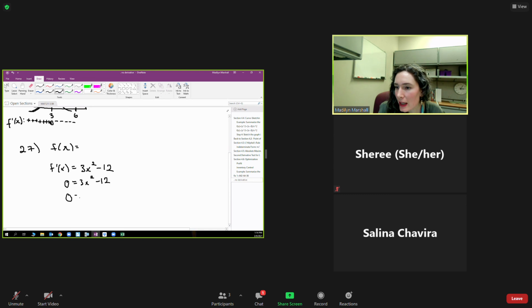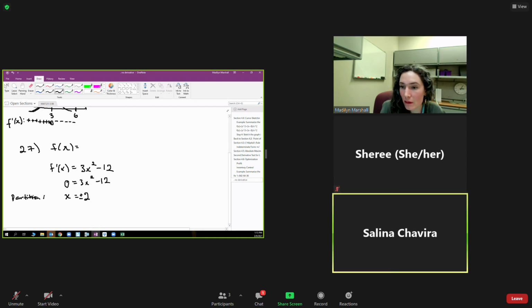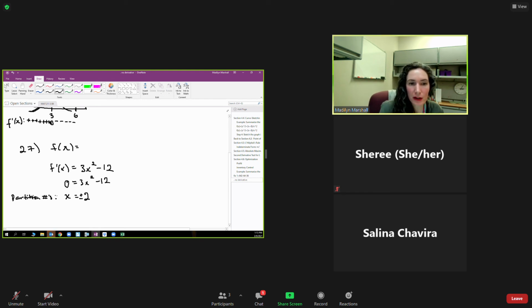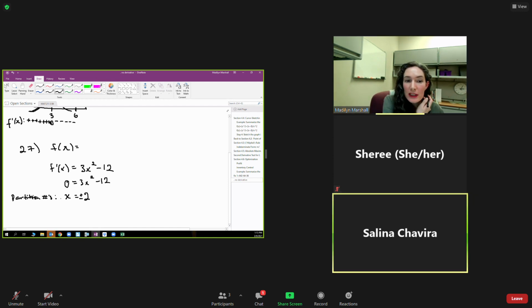So when you set that equal to 0, that should be an x. Yes, so we do get x equals ±2 for that, so that's great. Those are actually the partition numbers. Okay. And so when we find where the derivative is 0 or undefined, which in this case, there's nothing that makes it undefined, those are first the partition numbers.